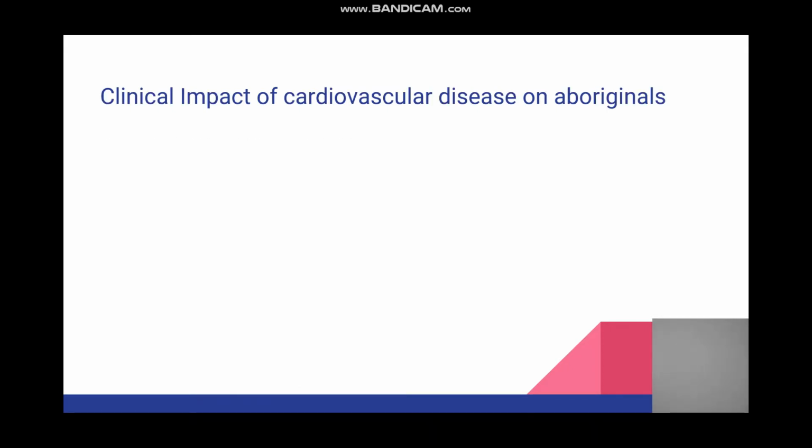Now I will go into talking about some clinical impacts of cardiovascular disease on Aboriginals. I would like to start with two questions. Firstly, what is cardiovascular disease? It is a condition in which the heart and blood vessels do not work properly and blood does not flow at a normal rate. Cardiovascular disease is one of the leading causes of death in Indigenous people, but it is worst in Aboriginal and Torres Strait Islander people living in urban areas in different parts of Australia.